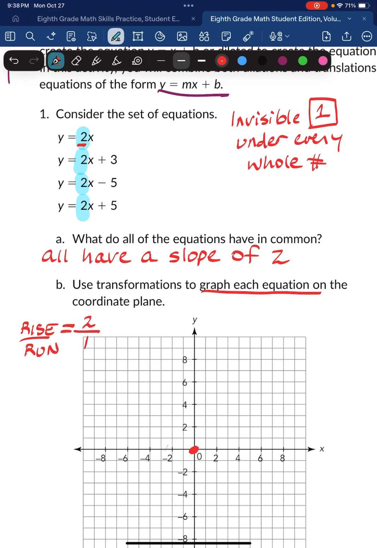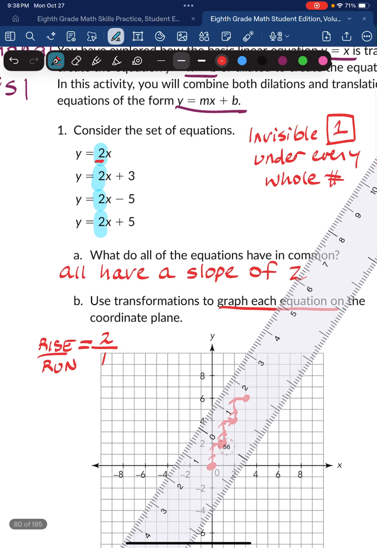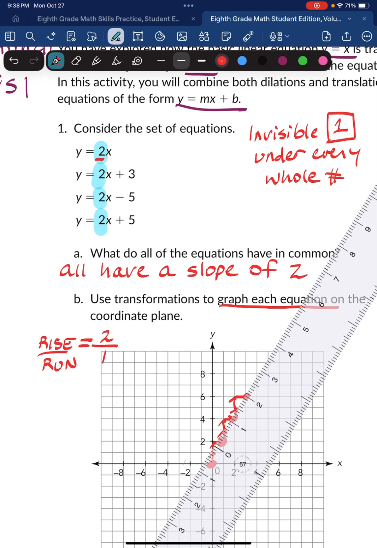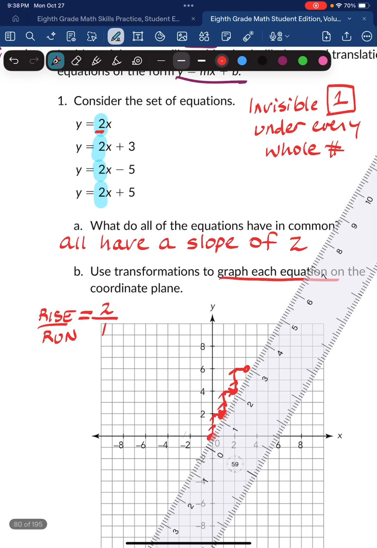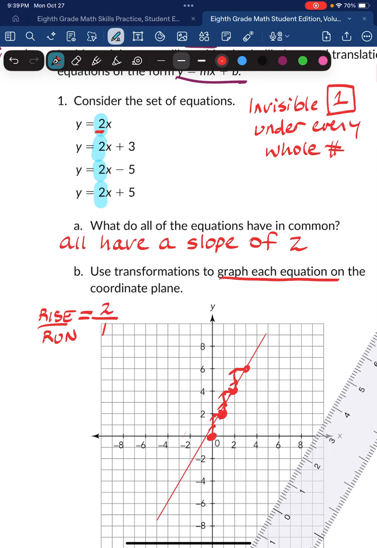I'm going to put an equal sign so it doesn't look like it's a negative. So I'm counting by ones. So I'll rise 1, 2, run 1. Rise 1, 2, run 1. Rise 1, 2, run 1. So that's how it looks. I'm going to put a ruler down so I can graph the actual lines and not my stair steps. So this one is going to be my y equals 2x.